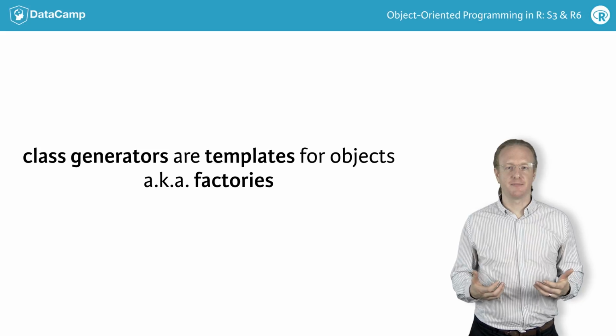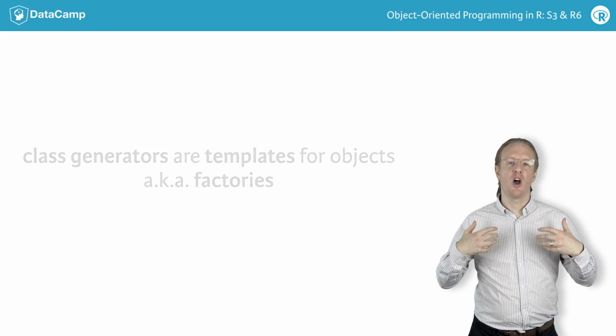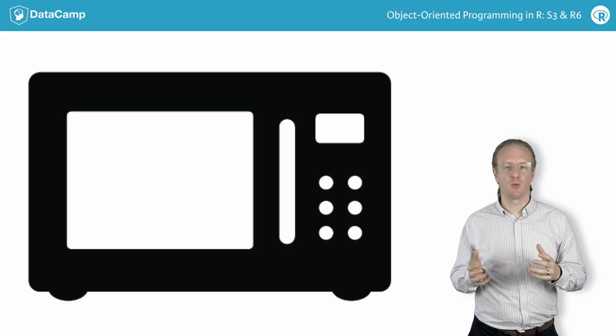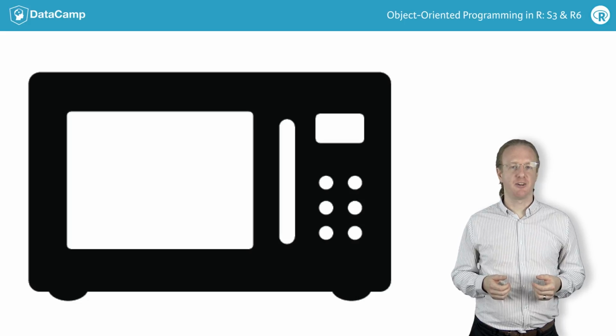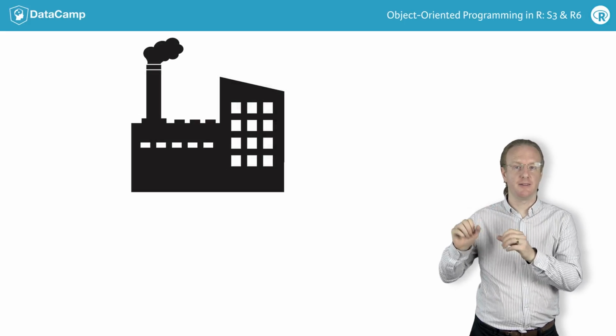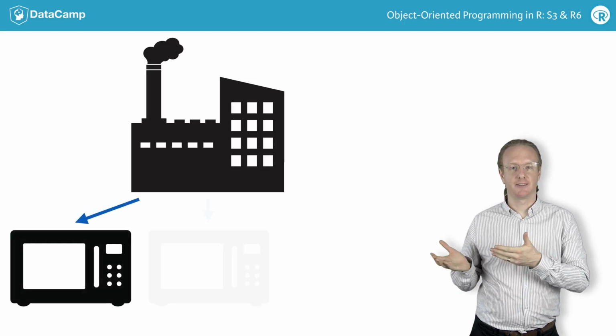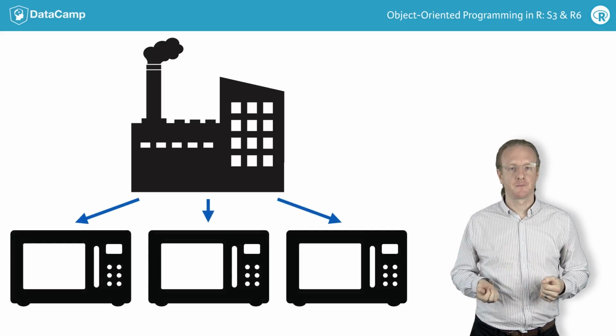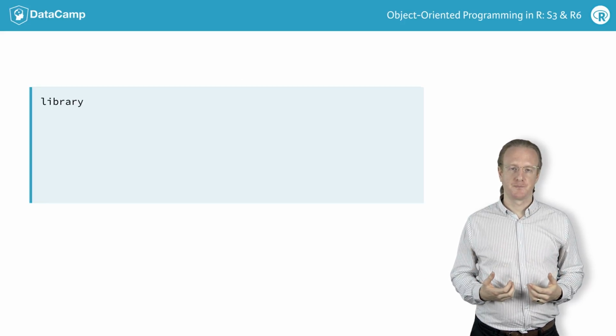Throughout the next three chapters, we're going to look at a real-world example of a microwave oven. The class generator is our microwave oven factory, and the factory is used to create microwave oven objects. Let's look at some code.